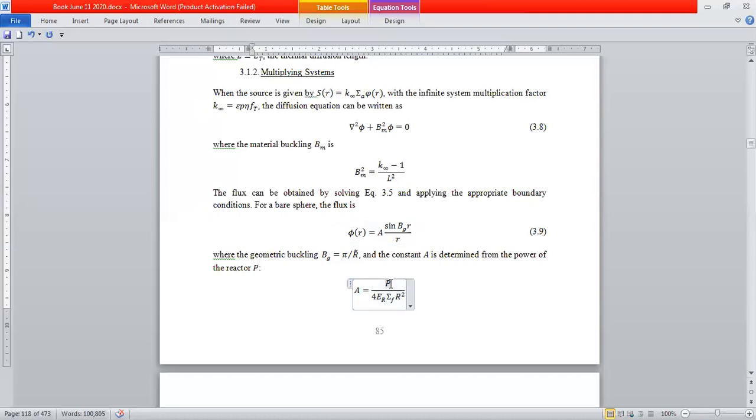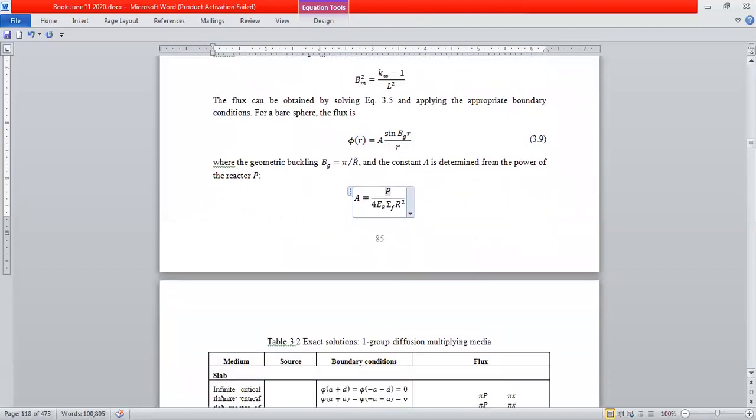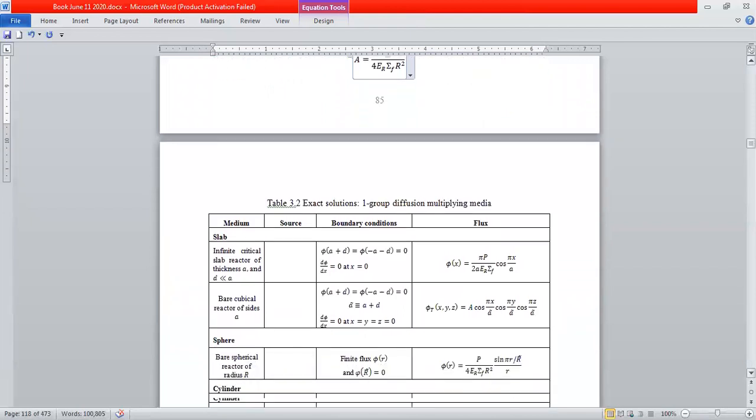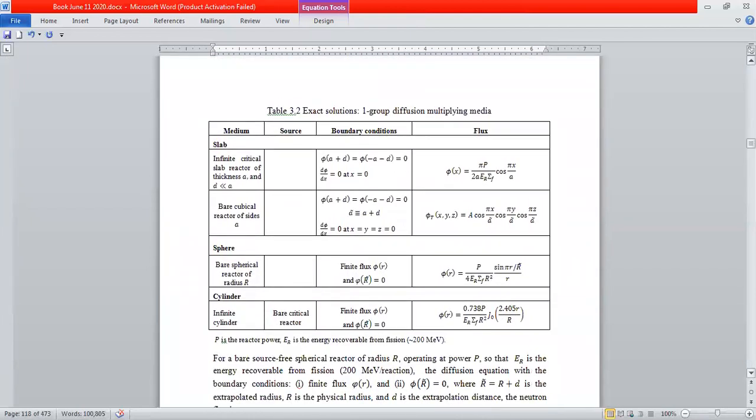Now, when it's critical, then it operates at a power P, and these are related to the recoverable energy coming out of every fission times the fission microscopic cross-section. This is a geometric term. When you put all these things together, then you get the constant A over here, which depends on the power of the reactor. Now, so far in table 3.1, I have only shown you the non-multiplying cases. So now let's look at the multiplying, the eigenvalue problem.